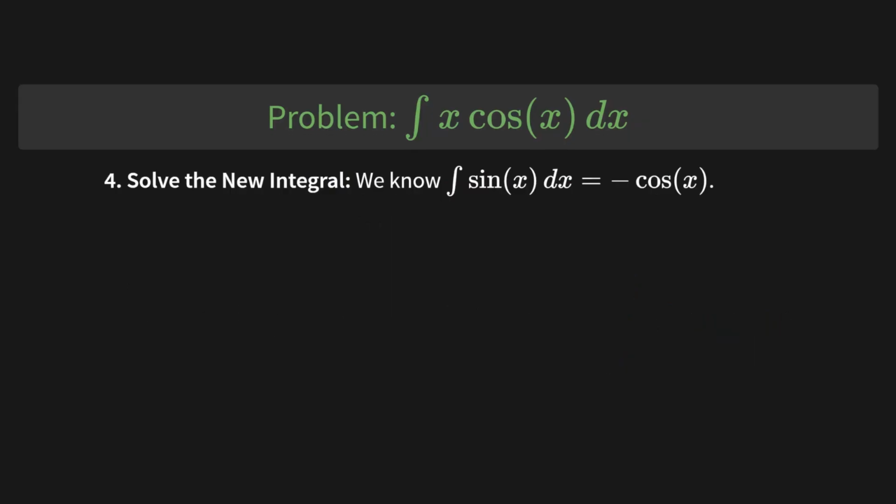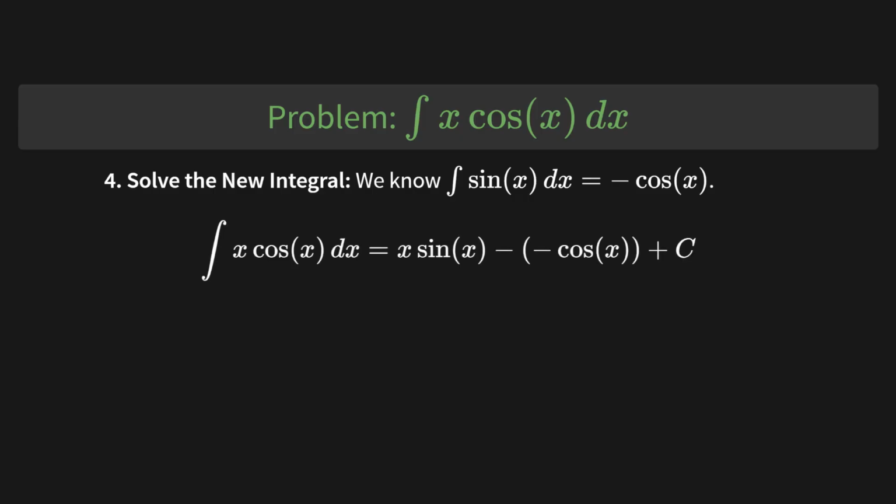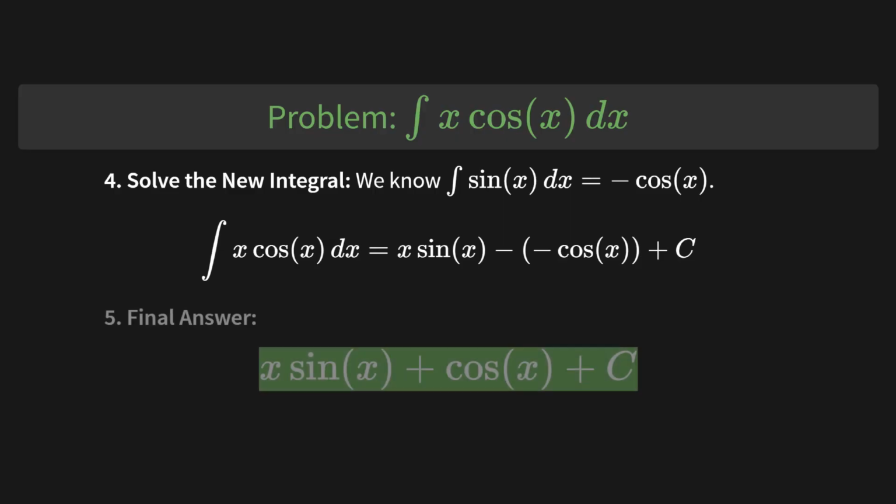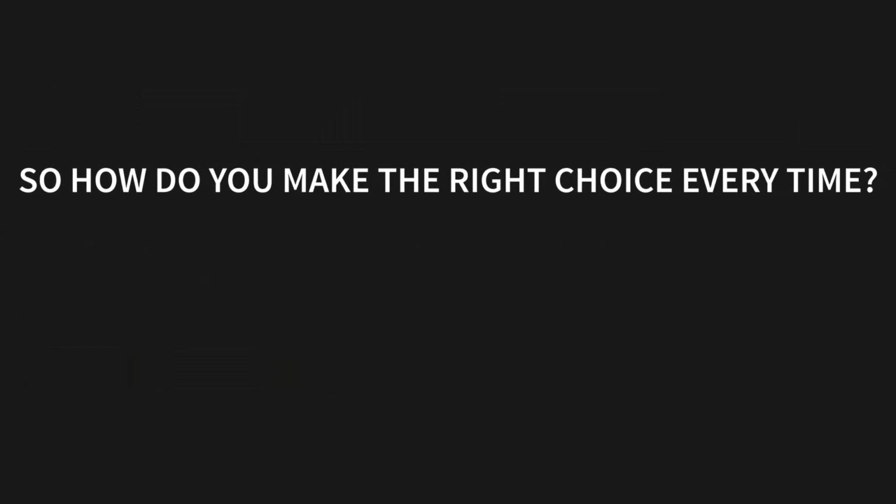Step 4. Solve the new integral. We know the integral of sine of x dx is negative cosine of x. So our expression becomes x sine of x minus negative cosine of x plus c. Step 5, the final answer. x sine of x plus cosine of x plus c.